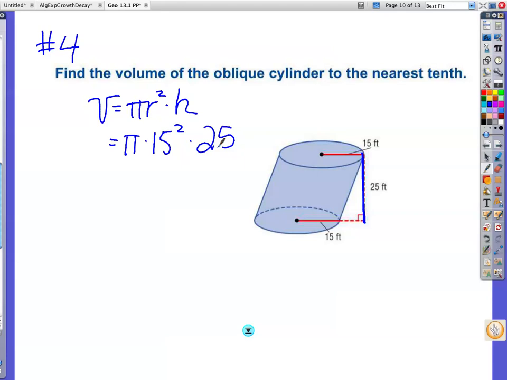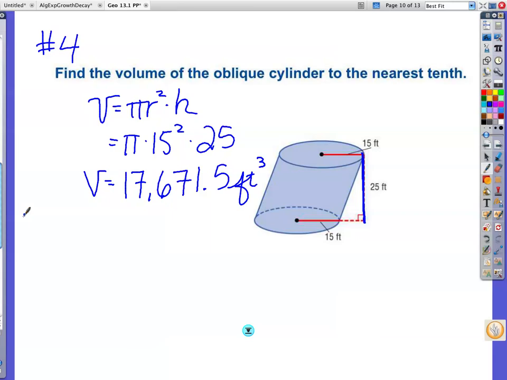Does this seem a little easier? Did I only pick easy example problems and then your homework's going to be incredible? All right, this is what I'm getting. The volume equals 17,671.5 feet cubed. It's a volume still.